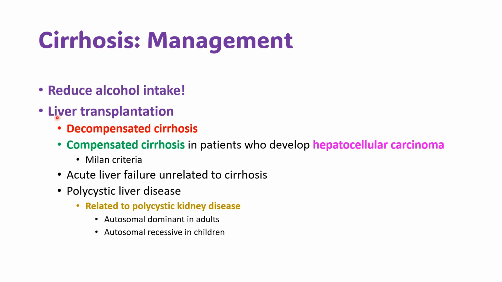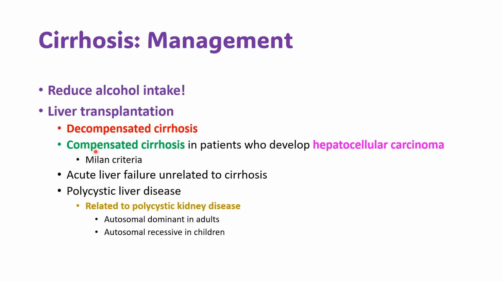So let's talk about the management of cirrhosis. The obvious one is to reduce alcohol intake. We've mentioned that cirrhosis is irreversible scarring, however, reducing alcohol intake can improve long-term mortality. And then we also have options such as liver transplantation. This could be done in decompensated cirrhosis. Decompensated means acute deterioration in liver function, resulting in the features which I've previously mentioned, like ascites, jaundice, varices, which can hemorrhage, hepatopulmonary syndrome, and it goes on and on.